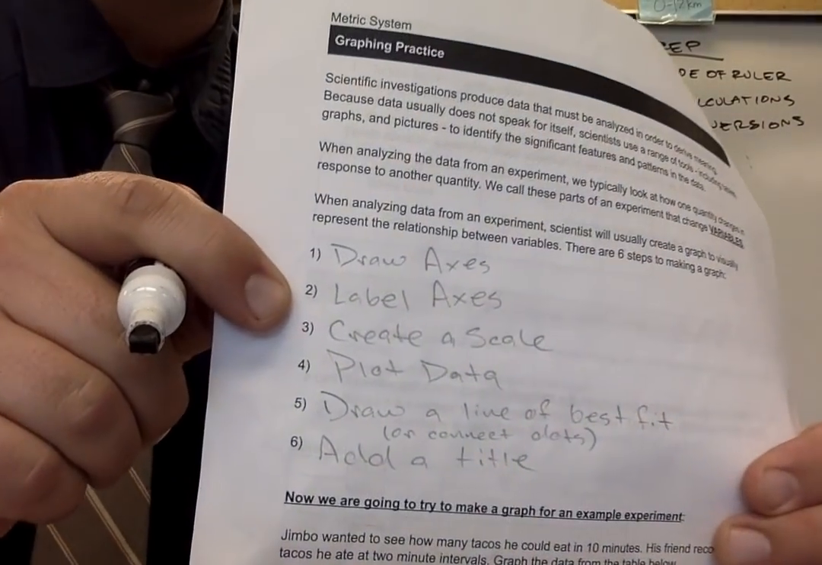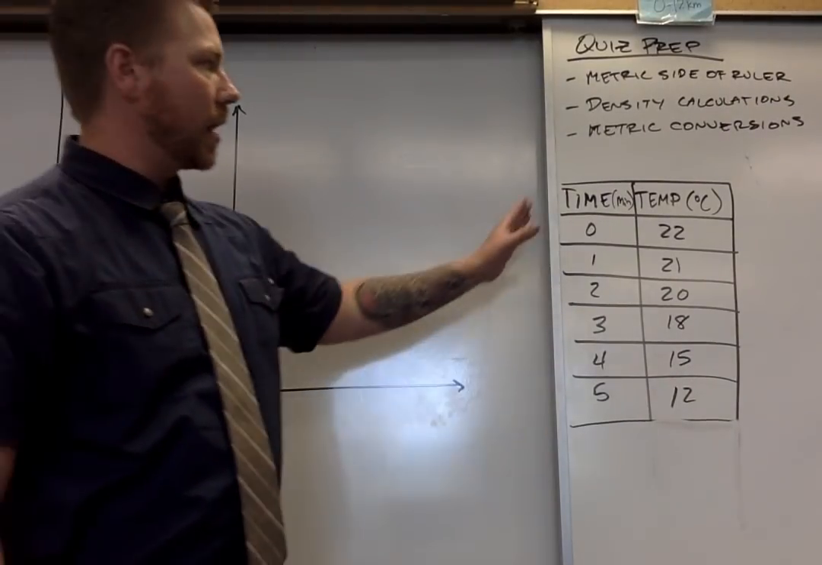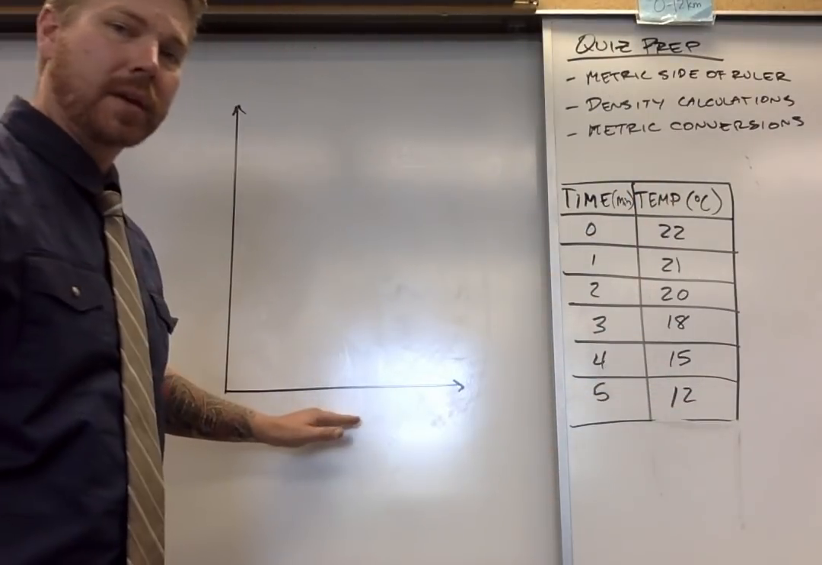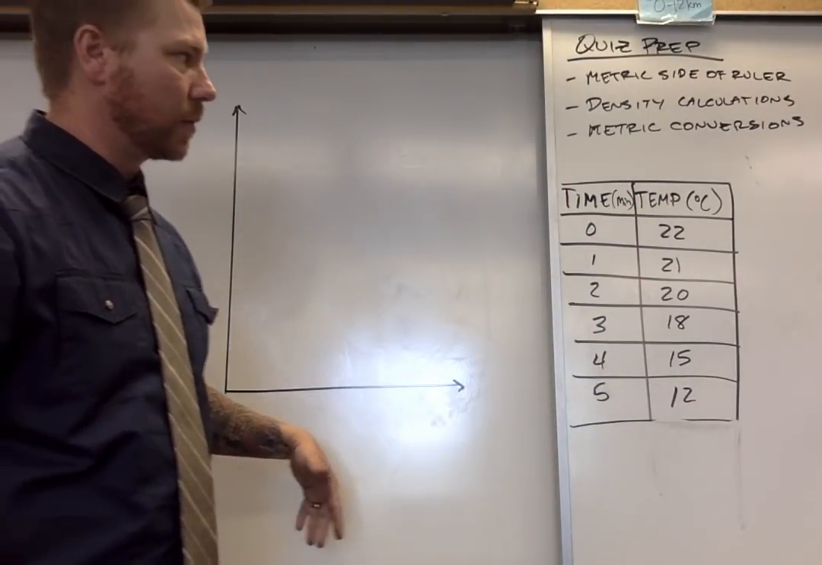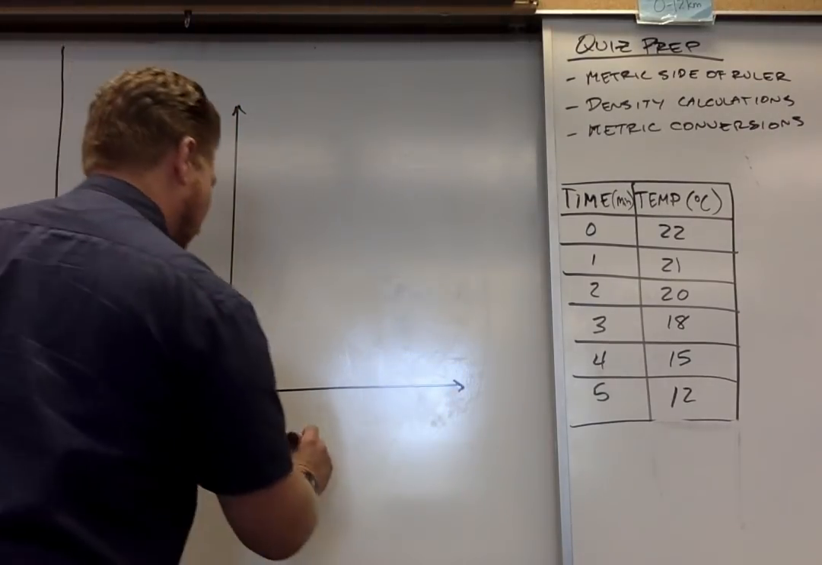Number 2, label the axes. So for my graph, I have time here. That's one of my columns, and I have temperature. I'm going to put time here on the bottom. A lot of times, if you're doing something over a period of time, you'll usually put time down here on the bottom. So I'm going to call this time.